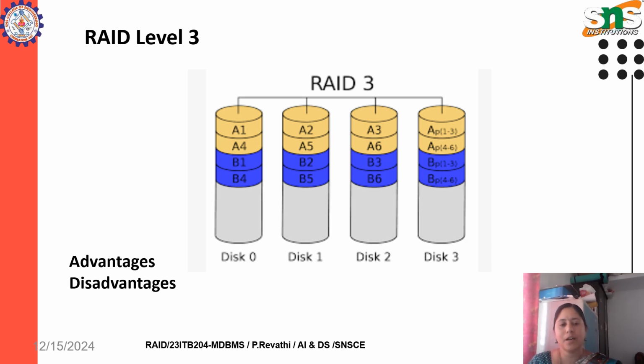Advantages of RAID level 3: very high read data transfer rate, very high write data transfer rate. Disk failure has an insignificant impact on throughput. Low ratio of ECC disk to data disk means high efficiency.